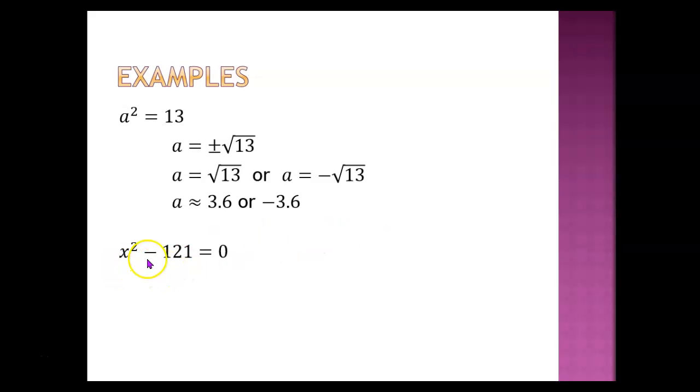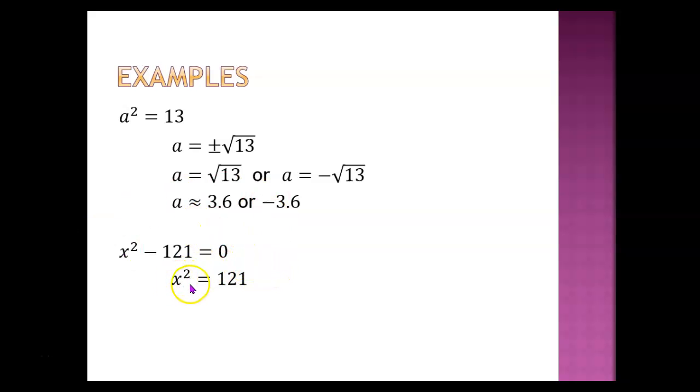What about x squared minus 121 equals 0? Well, the way it is now, this is not set up as something squared on one side equal to a number on the other side. But we can get it to be that way. Just add 121 to both sides. Then it says x squared equals 121. And from here on out, it works the same way as these other examples.